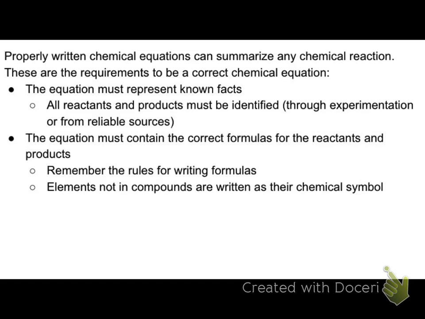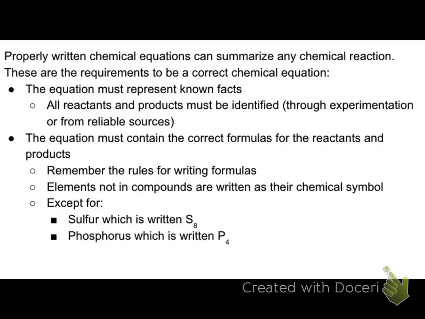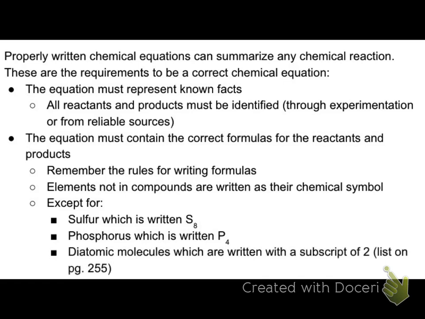There are a couple of exceptions to this rule. Sulfur doesn't tend to just exist as a single sulfur atom. It usually exists in a little molecule where 8 sulfur atoms have bonded together. So if you are producing sulfur, or if you are reacting sulfur with something, you're going to write it as S8. The same thing is true for phosphorus, which tends to be in groups of 4 phosphorus atoms. And then the last exception would be any diatomic molecule.